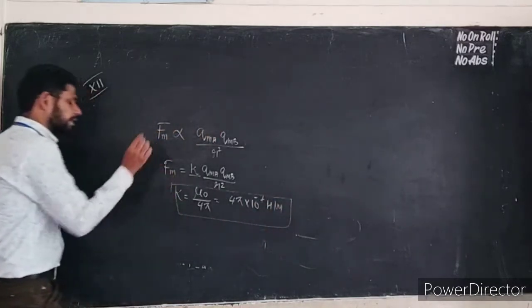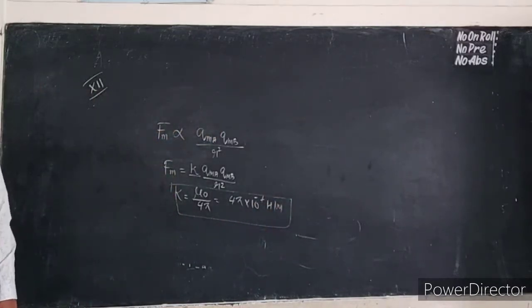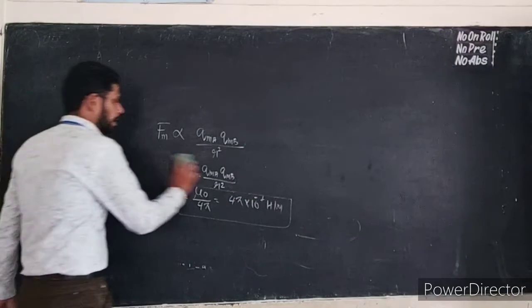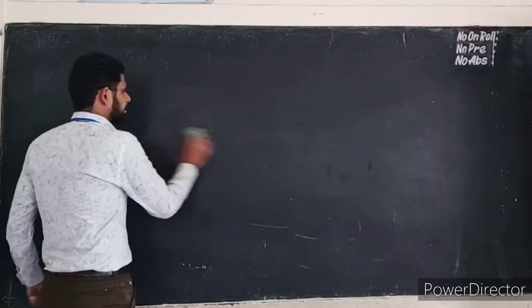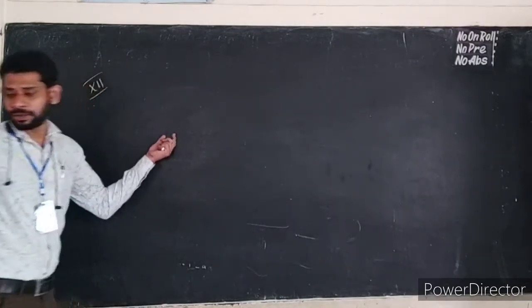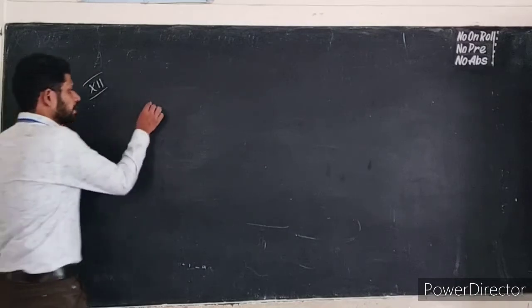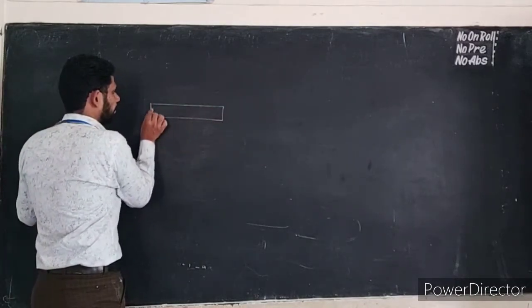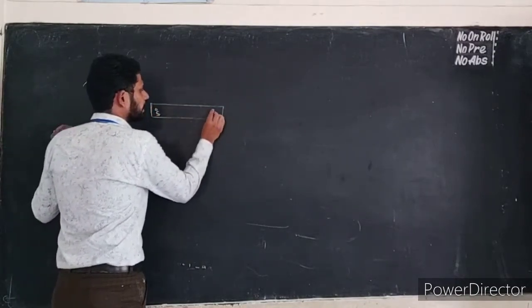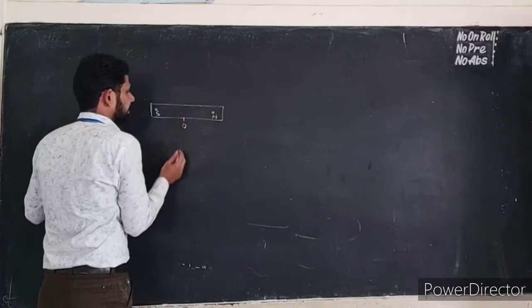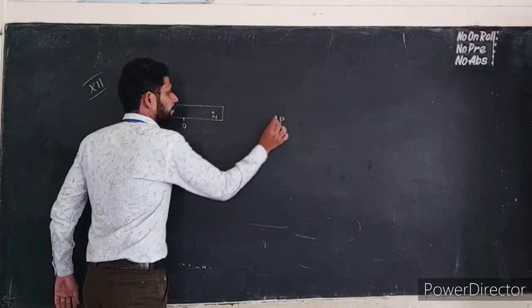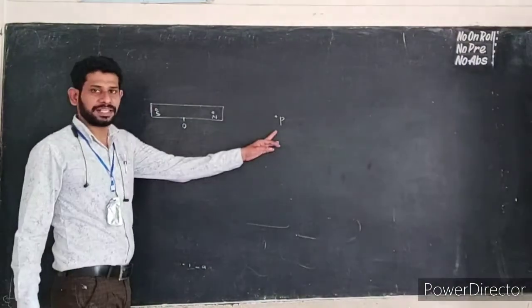Now, what is the magnetic field at a point along the axis, along the axial line, of a magnetic dipole? What is meant by dipole? See, I have the bar magnet, with the south pole here and the north pole here. Here I have the center. Here I have the point P where I have to find the magnetic field.